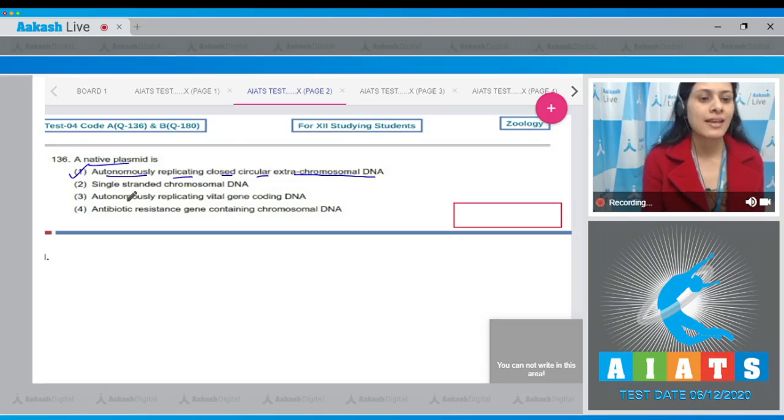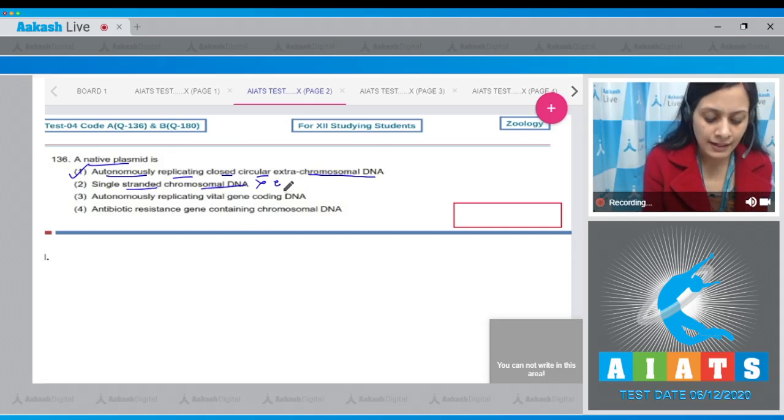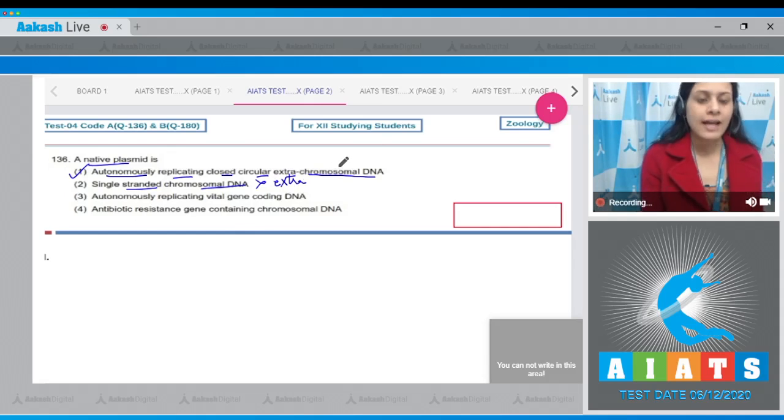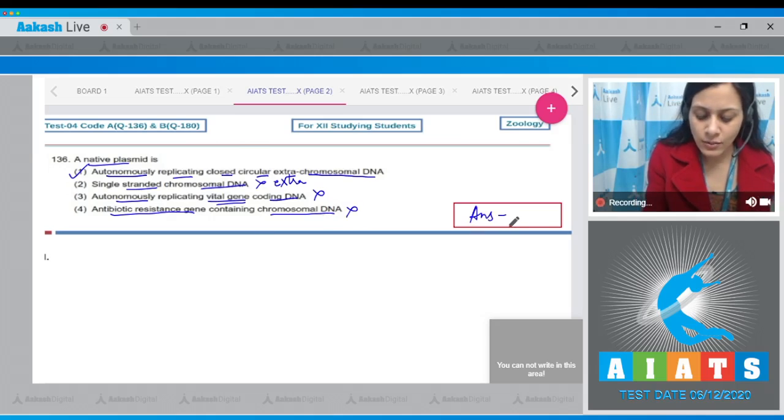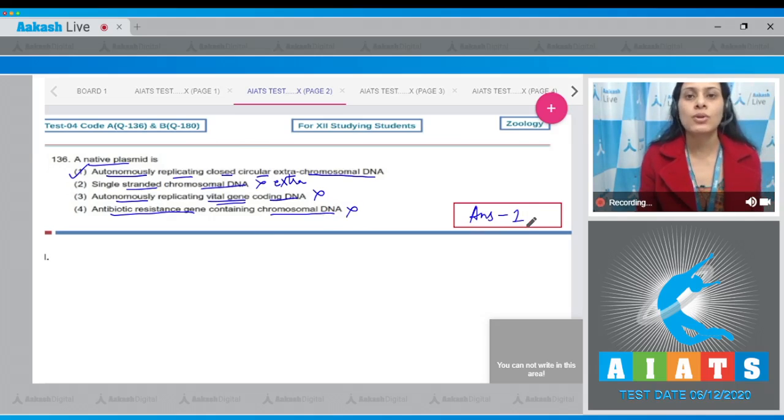The next option given is single-stranded chromosomal DNA, which is incorrect because a native plasmid is usually double-stranded, and it is not a chromosomal DNA but an extrachromosomal DNA. And the next option is autonomously replicating vital gene coding DNA, which is incorrect because a native plasmid lacks vital genes. And the last option says antibiotic resistance gene containing chromosomal DNA is again incorrect. It is an extrachromosomal DNA. So the correct answer to this question is option number 1. Let's move on to the next question.